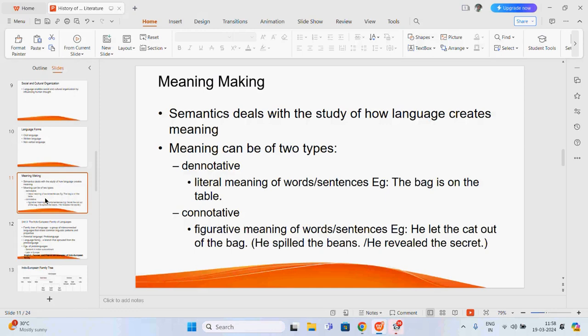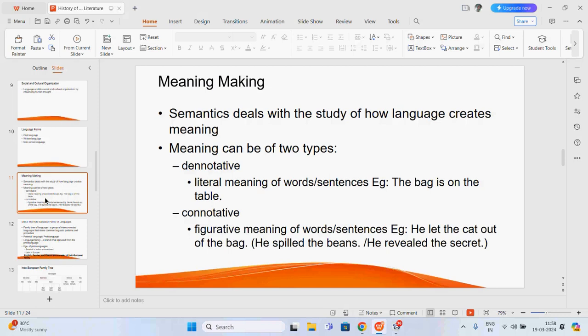The pen is in the bag. Put the pen in the purse. Take out your wallet. The bag is on the table. All these convey to us one single straightforward meaning. It is the literal meaning that is being conveyed. This is called the denotative meaning.